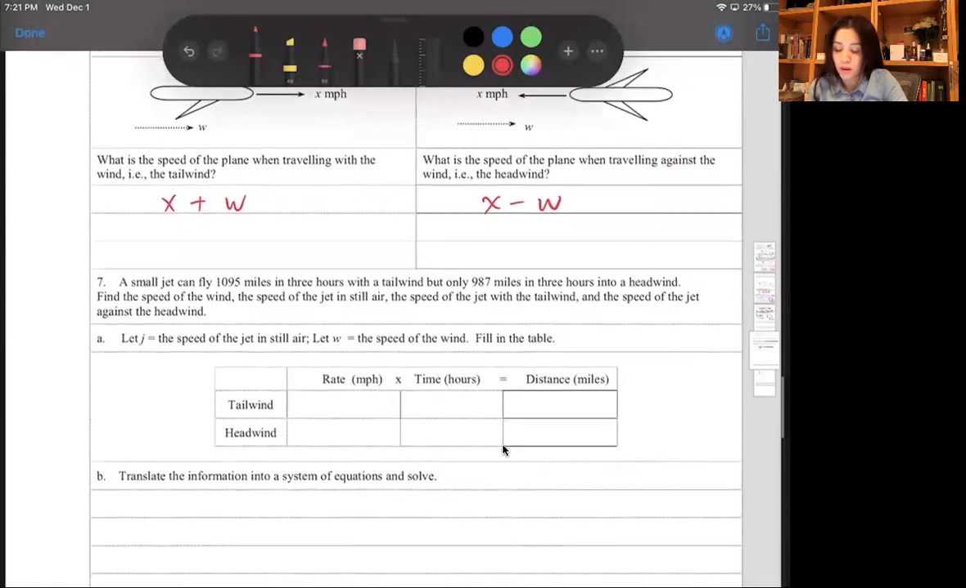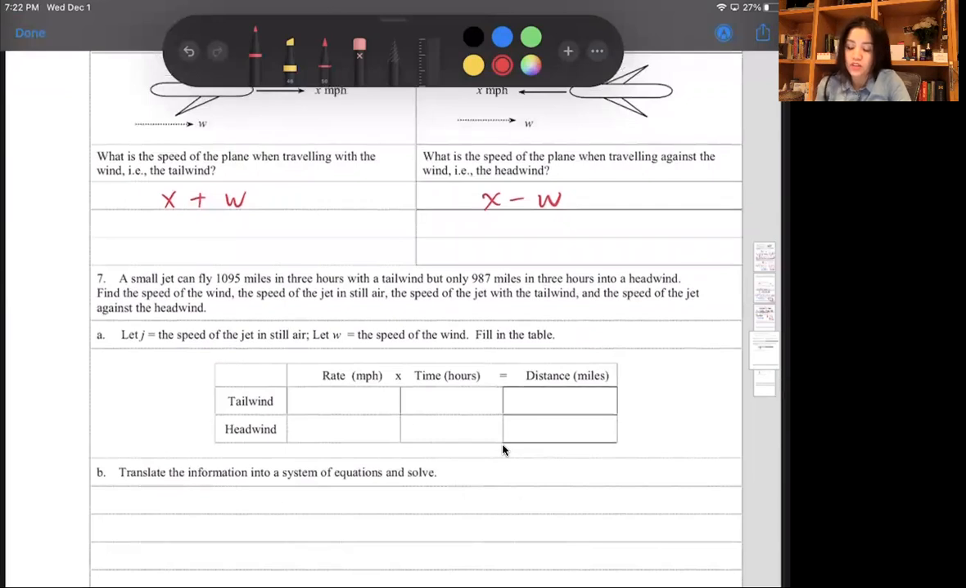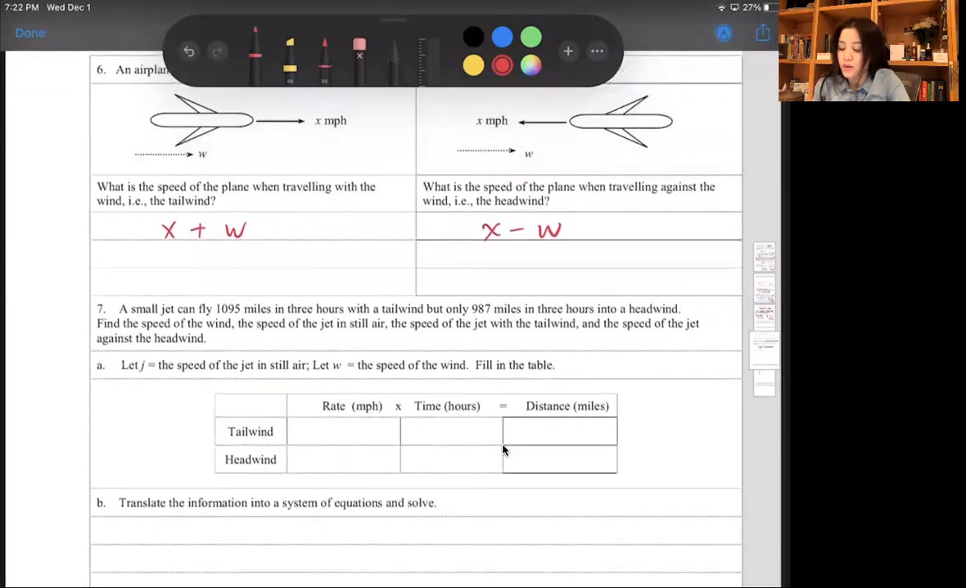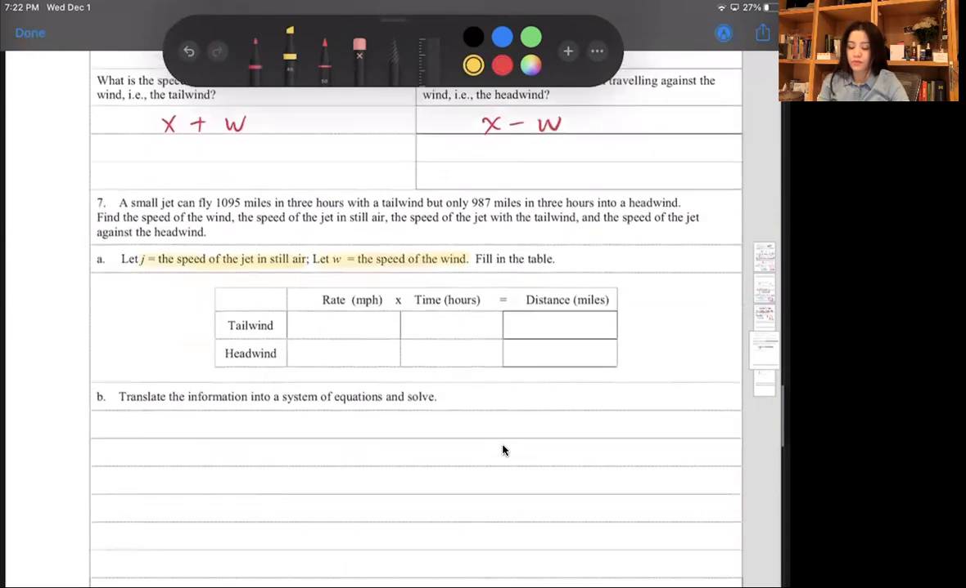Okay, let's see some problem. A small jet can fly 1,095 miles in 3 hours with a tailwind, but only 987 miles in 3 hours into a headwind. So again, the wind means headwind. Find the speed of the wind and the speed of the jet in still air. The speed of the jet with the tailwind and the speed of the jet against the headwind. So here they let J be the speed of the jet in still air, and they let W be the speed of the wind.